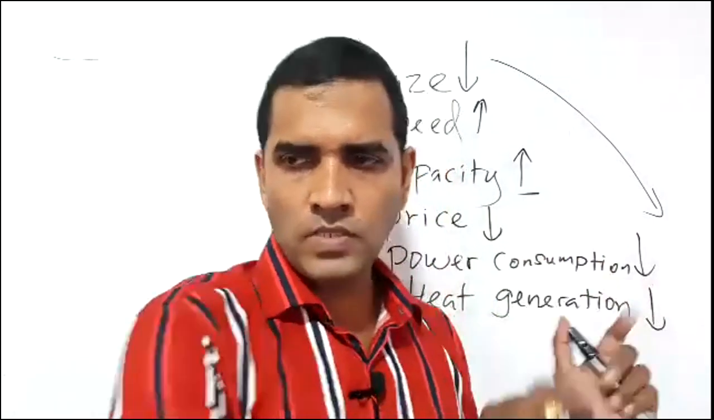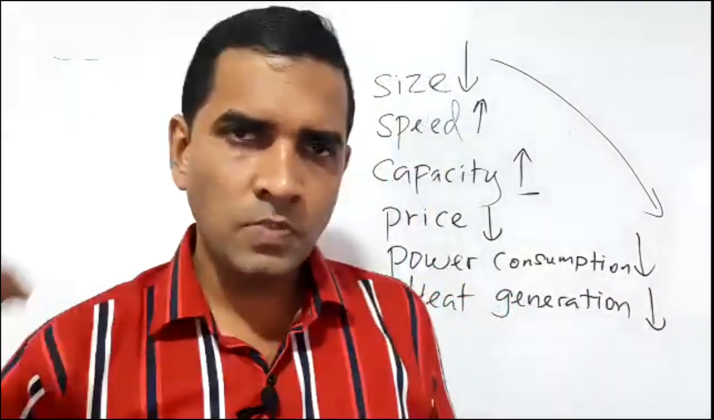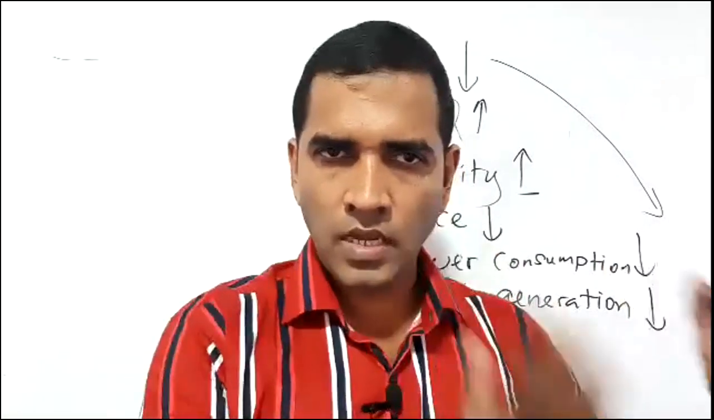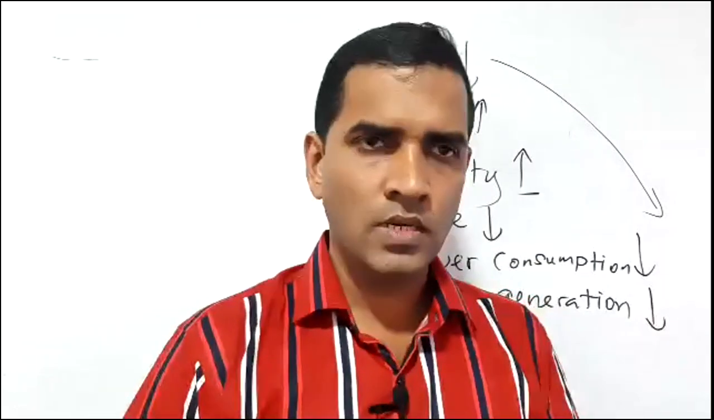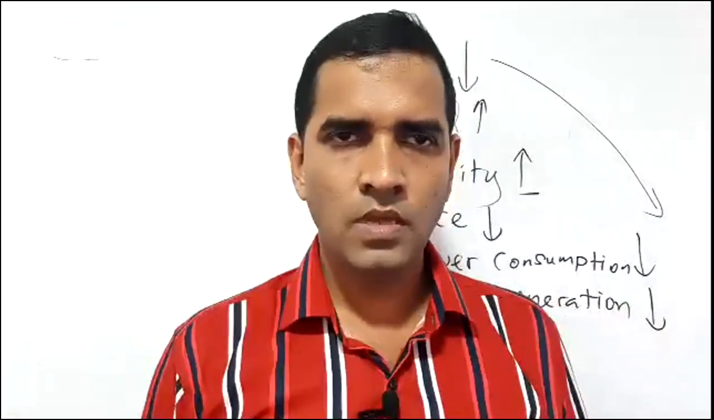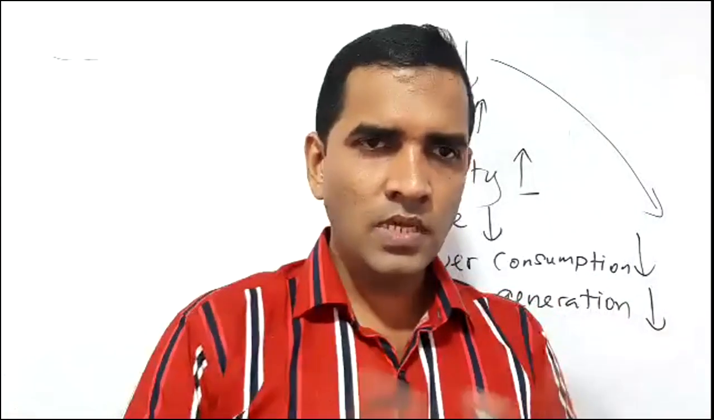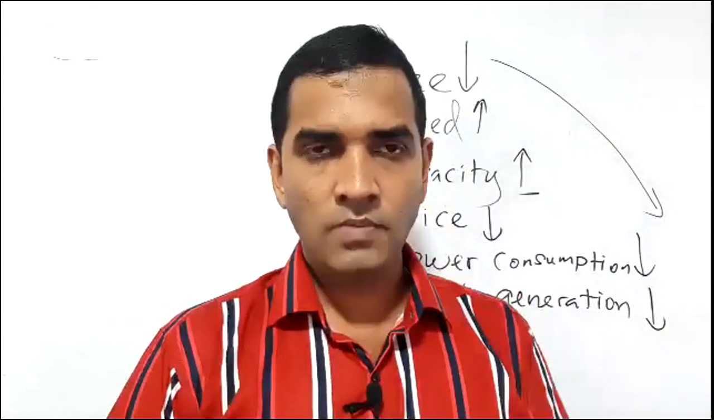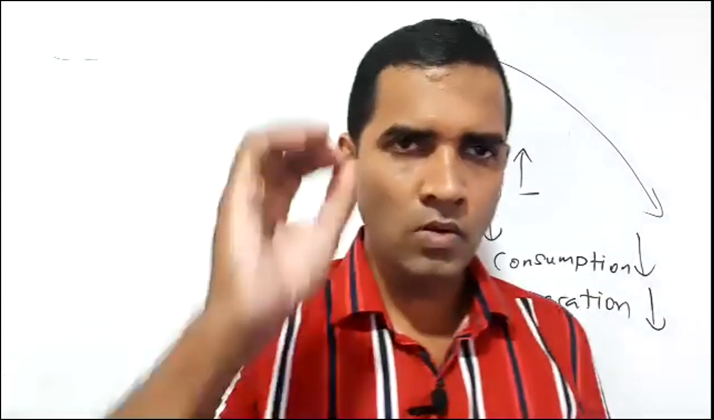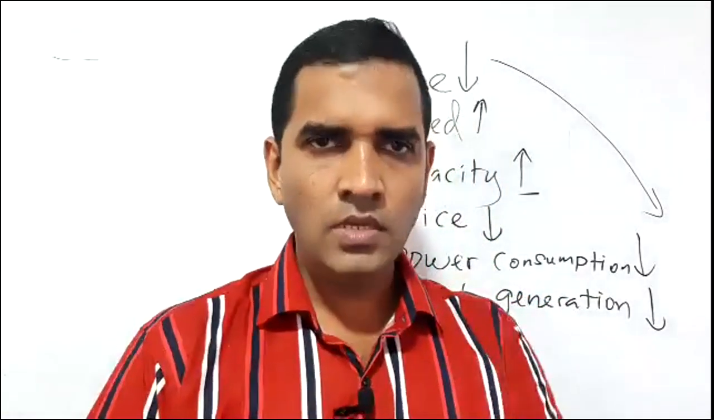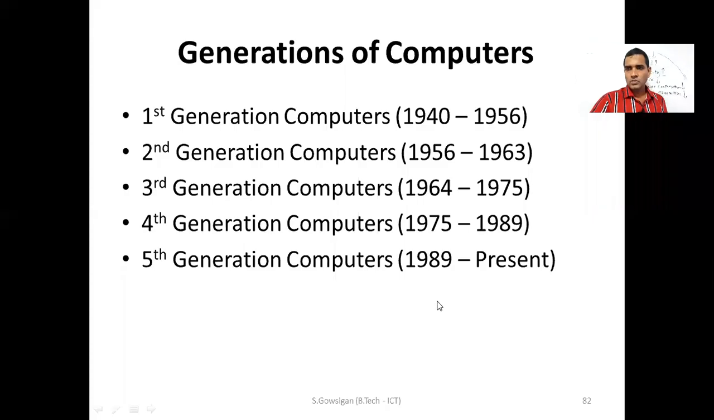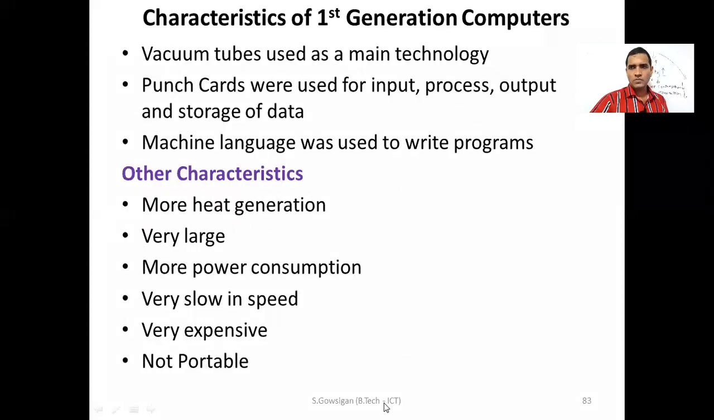But apart from these characteristics, we have some other special characteristics in all the 5 generations. These are the characteristics which can be common for all the generations. These are available in the first, second, third, fourth, and fifth generations, but sometimes they increased or sometimes they decreased. Other than these, we have some unique characteristics which belong to every computer generation. So let's take them one by one. They are important. They can be asked in exams. I'm not going to explain in detail. Let's take the first one.